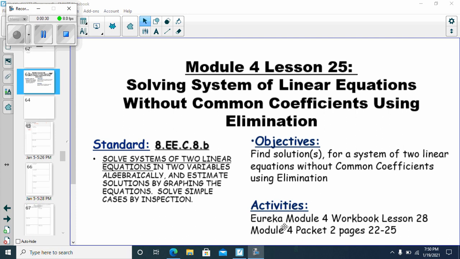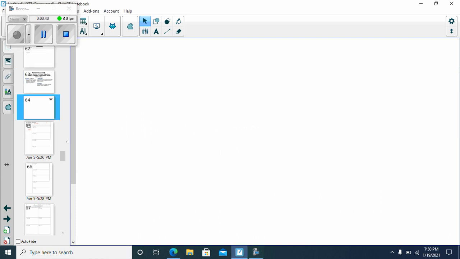You're going to find this in the Eureka Module 4 Workbook Lesson 28 and in our Module 4 packet, pages 22 through 25. Now let's review real quick. When we're trying to find the solution for a system of linear equations, what we're talking about is two equations.